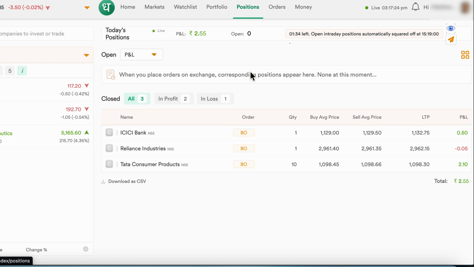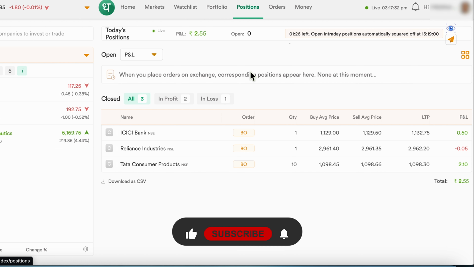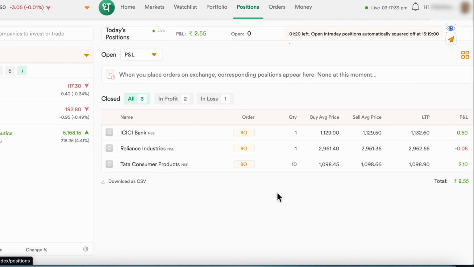So in a bracket order, you are placing target and stop loss together, and you are also securing your downside. Or you can also manually exit whenever you want to. So it gives you a lot of control, and it's a very powerful order type. I hope you're using bracket orders.